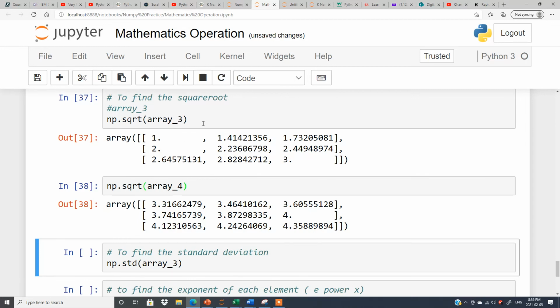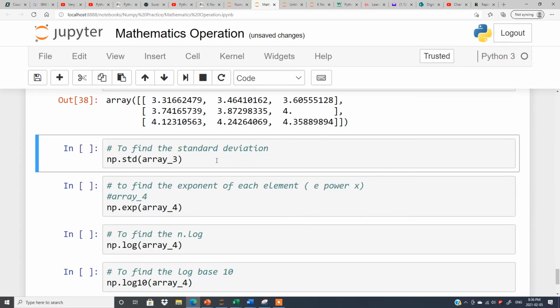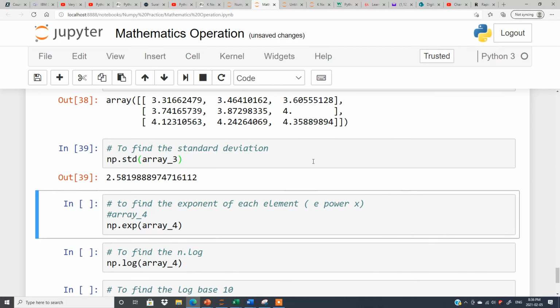Why? Because this is for array 3 and this is for array 4, and array 4 I already showed you. Okay, to find the standard deviation, use np.std, do not write out the complete standard deviation, on this array 3, and then we have 2.58. What does standard deviation give us? With the help of standard deviation we find out how far our data values are from our mean.